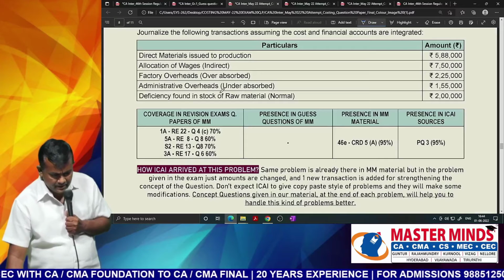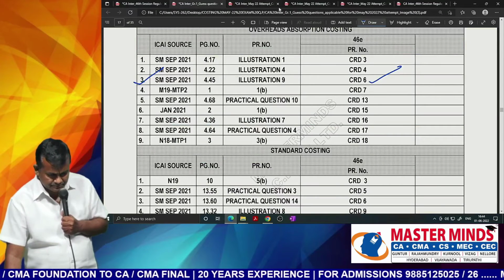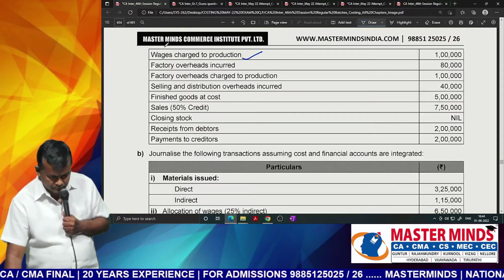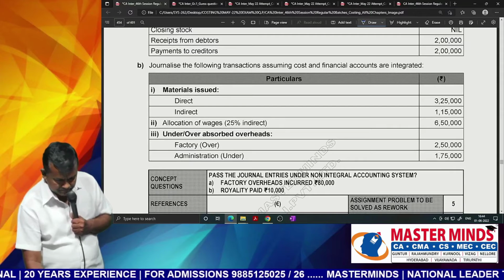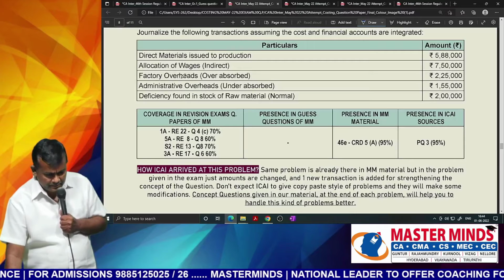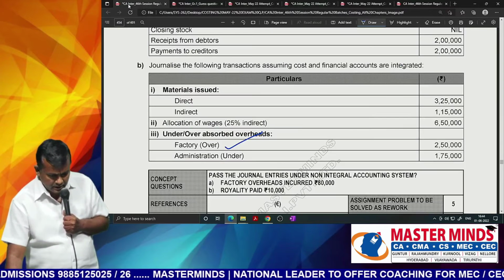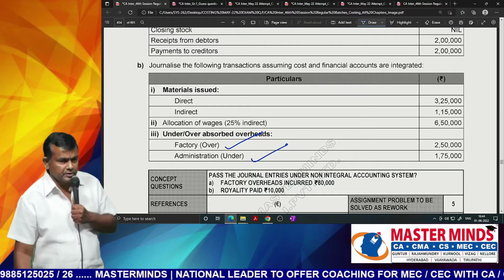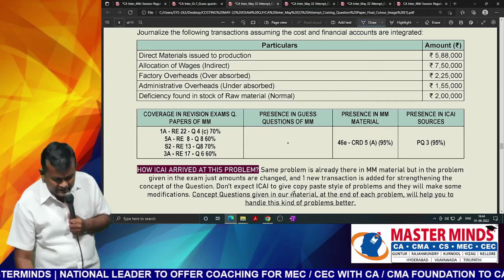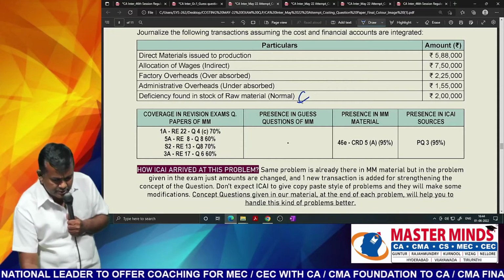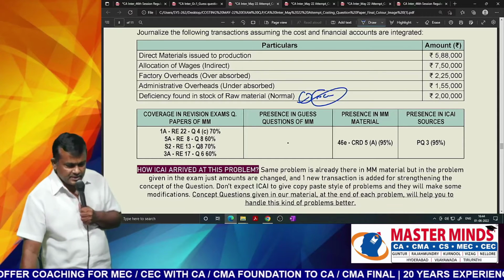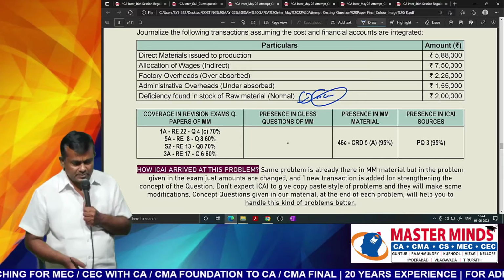Next, factory overheads over absorbed. Next, admin overheads under absorbed. So same question. Here, deficiency found in stocks. So this is the new transaction. This is already covered at the time of introduction. So that is factory overhead control account debit to raw material control account.